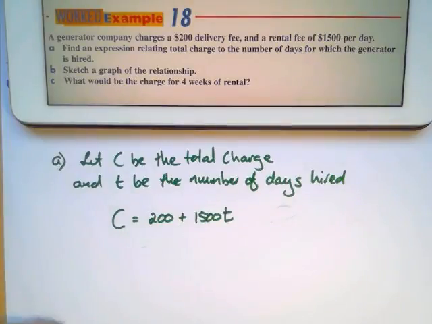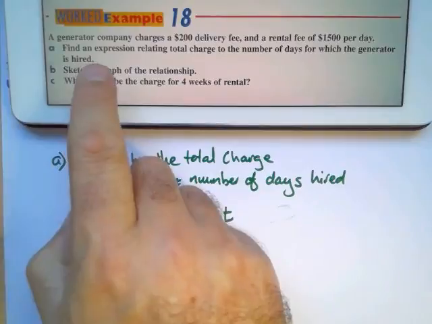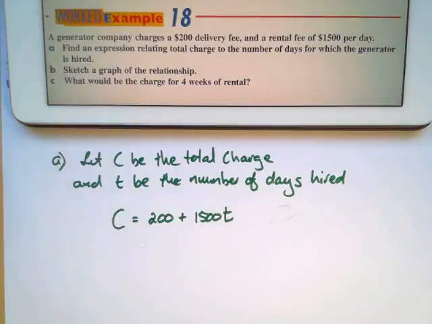That's the expression. That's not an expression. This is an equation. An expression doesn't have an equal sign. So this question is wrong. Find an equation relating total charge to the number of days. In B, they ask us to sketch a graph of the relation.